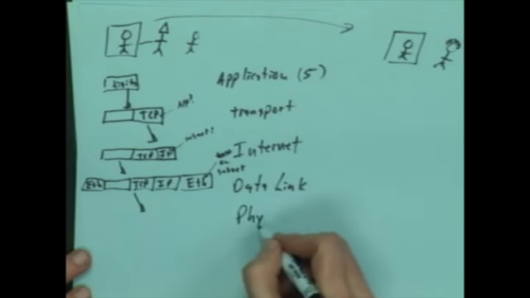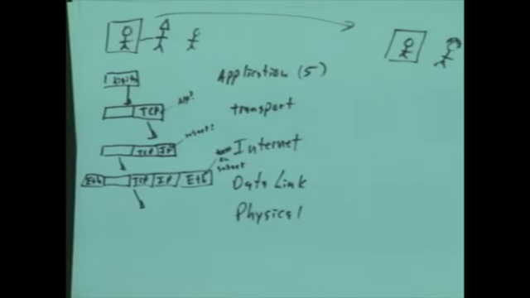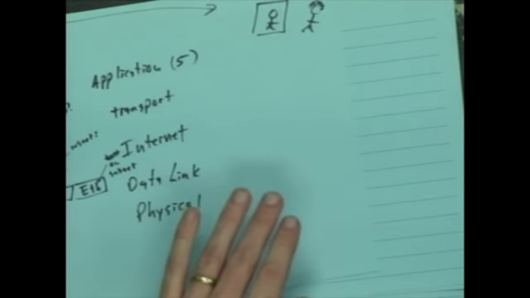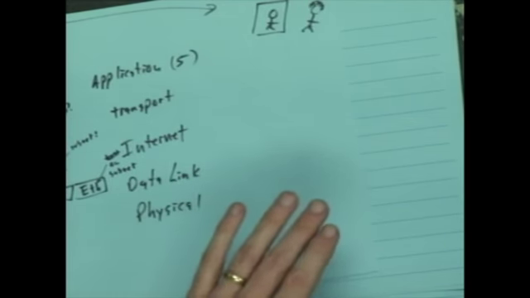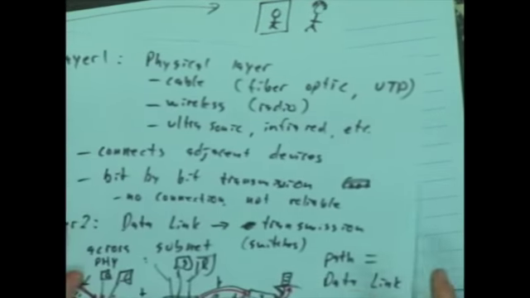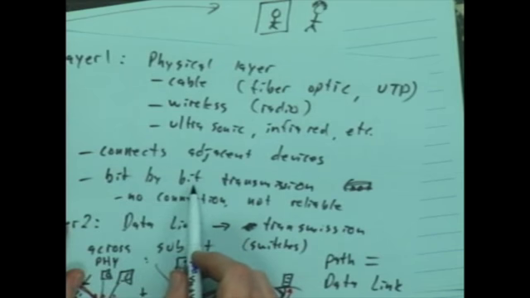Physical. What do you think a physical layer frame looks like? That's a trick question. You know there's always a trick question. The trick is right here. Physical layer is bit by bit transmission.